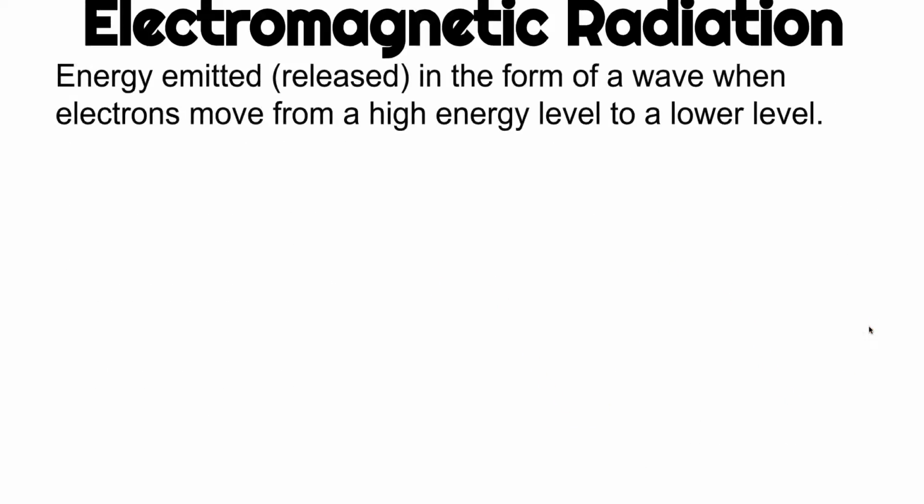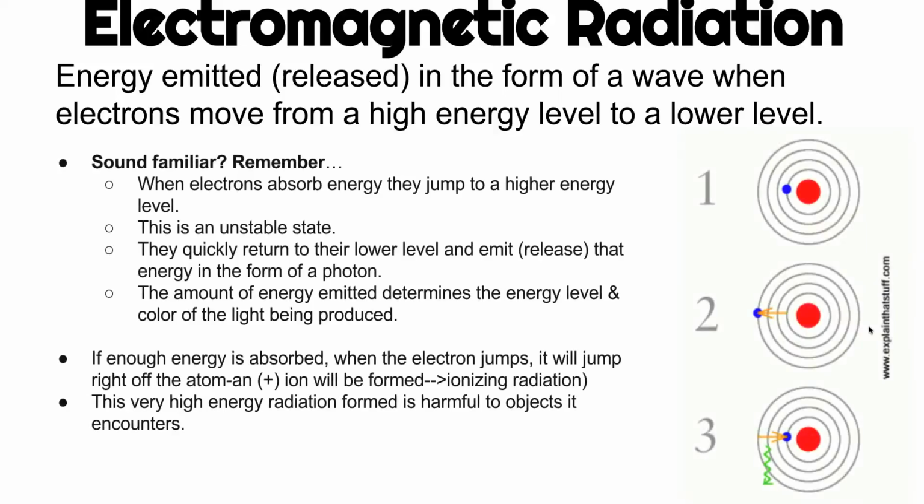Electromagnetic radiation is nothing more than energy emitted or released in the form of a wave or a photon when electrons move from a high energy level to a lower energy level. And we've talked about this process already in our atomic structure Objective 3 video, but let's quickly review. Our electrons are orbiting the nucleus in the electron cloud, and when those electrons absorb energy from their surrounding environment, that electron will jump up to a higher energy level.